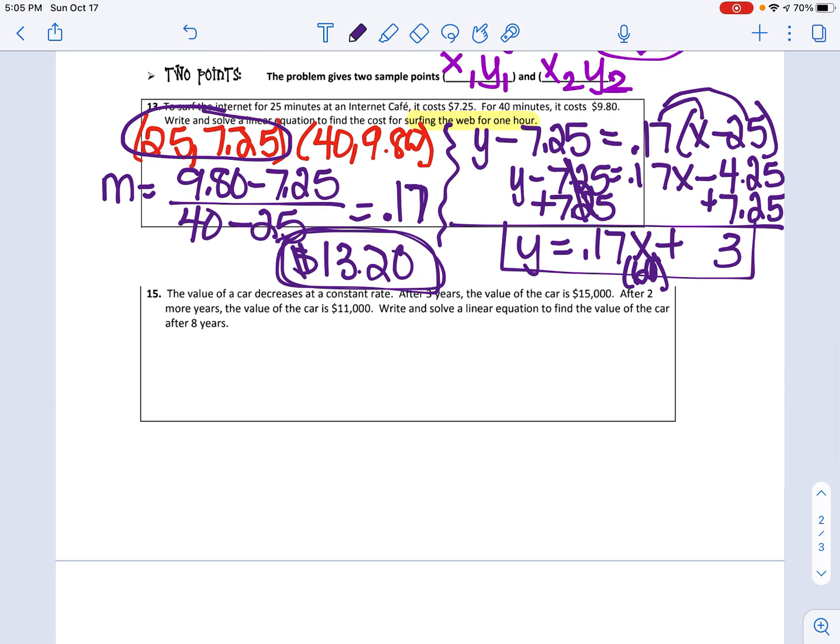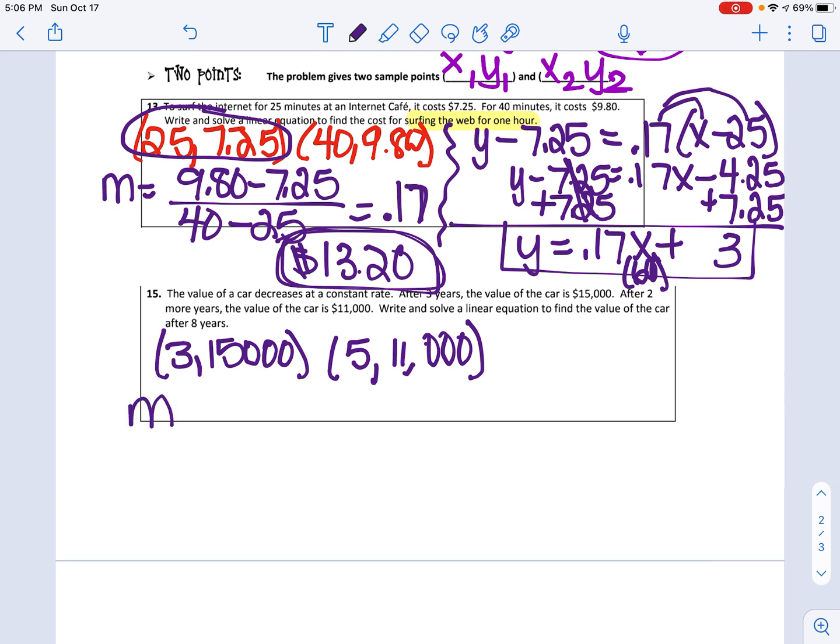Okay, the last problem that I'm going to go over with you says the value of a car decreases at a constant rate. After 3 years, here's the first sample point, the value of the car is $15,000. After 2 more years, they're kind of tricky, that's 5 years. The value of the car is $11,000. Write and solve a linear equation to find the value of the car after 8 years.